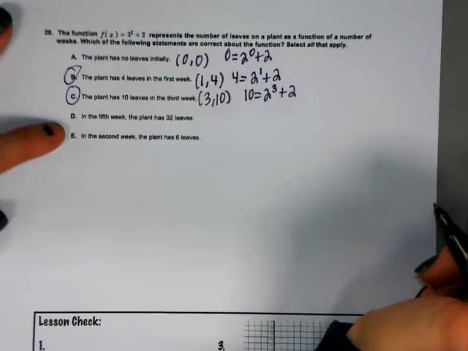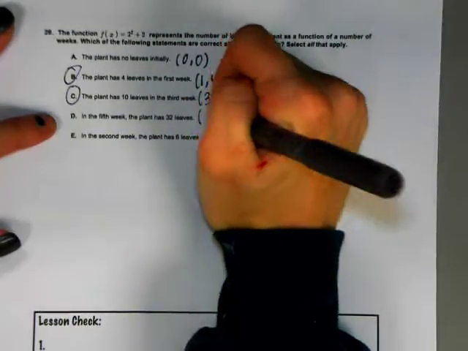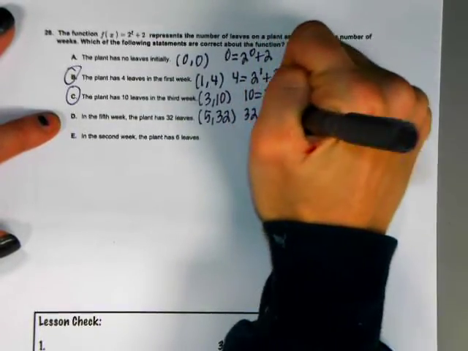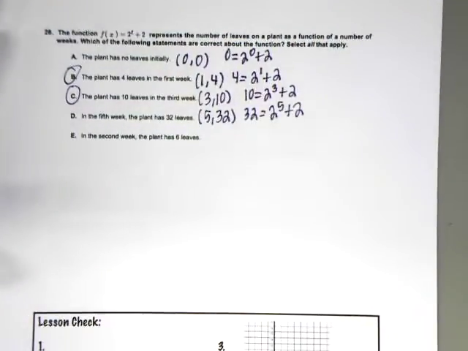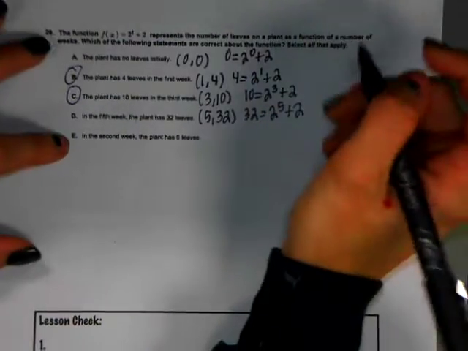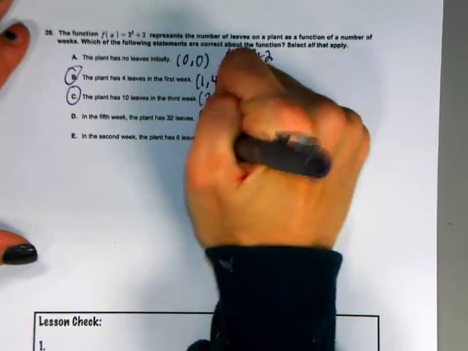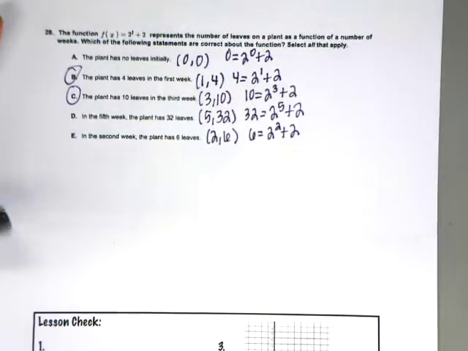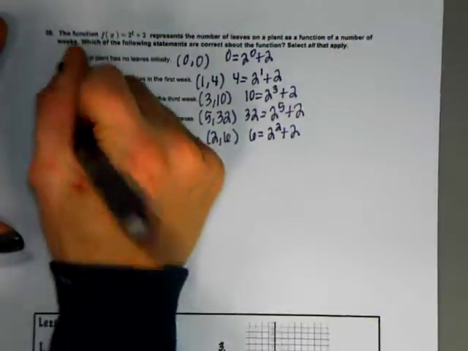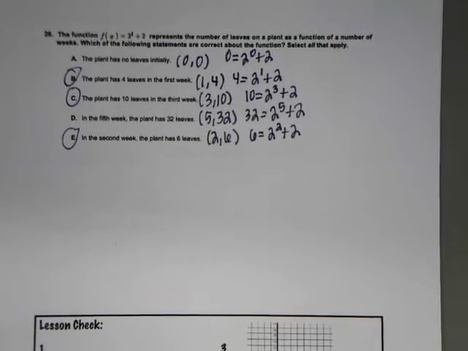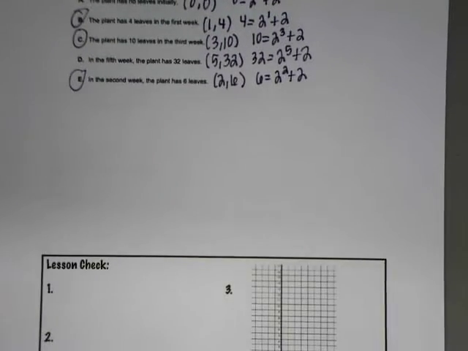In the fifth week, the plant has 32 leaves. What point is that? (5, 32). So 32 equals 2 to the fifth plus 2. Does that work? Nope. And then in the second week, the plant has 6 leaves. So 6 equals 2 squared plus 2. Does that work? Yep. So you should have B, C, and E. Okay? Good? All right. Lesson check.